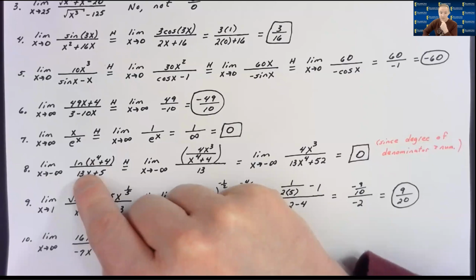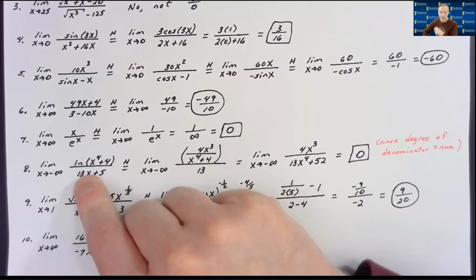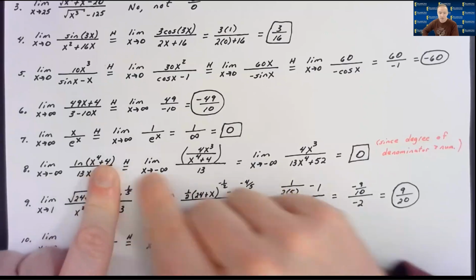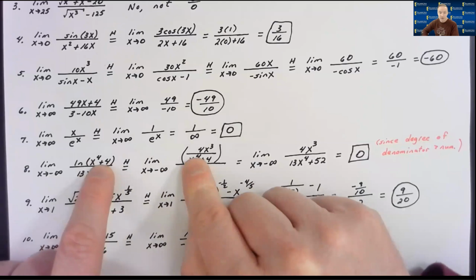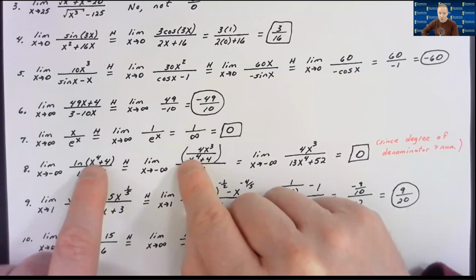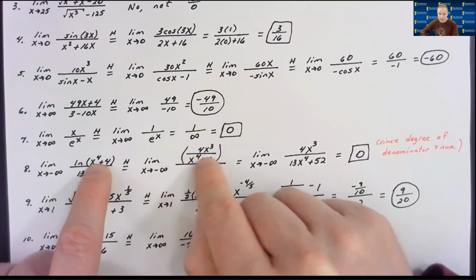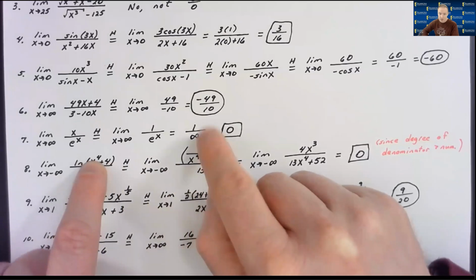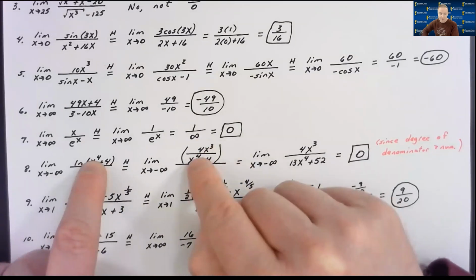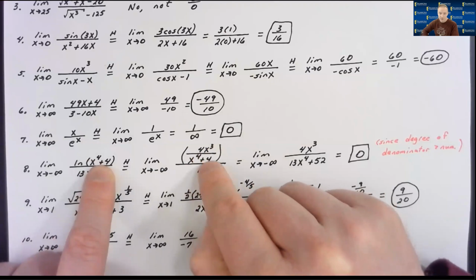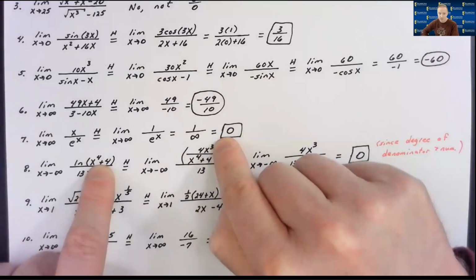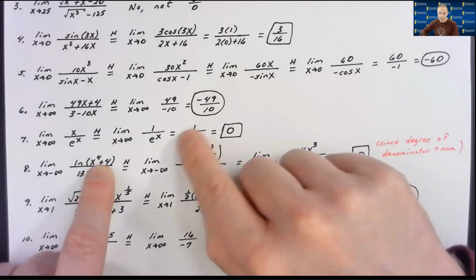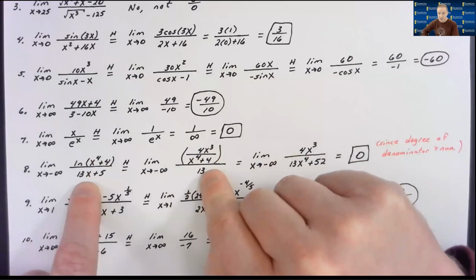So L'Hopital's rule applies because infinity over infinity is one of our indeterminate forms. So I use it. The derivative of every single logarithmic function in existence: you put what's inside the logarithm in the denominator, and then you multiply by the derivative of that term for the numerator. So it's 1 over f of x times f prime of x. So 1 over x to the fourth plus 4, times the derivative of x to the fourth plus 4, which gives me a 4x cubed up there. Now, all of this is the derivative of the numerator. Well, the derivative of the denominator is just 13.